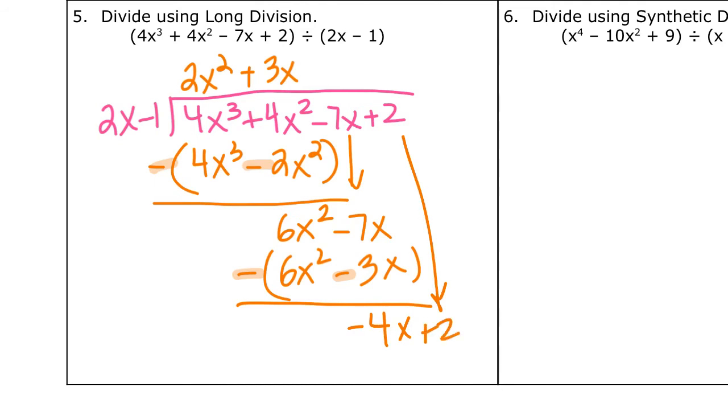So looking at the first terms here, negative 4x divided by 2x, that would give me negative 2. Multiply it to the divisor. Subtract. And we have a remainder of 0. So our answer is everything that's at the top.